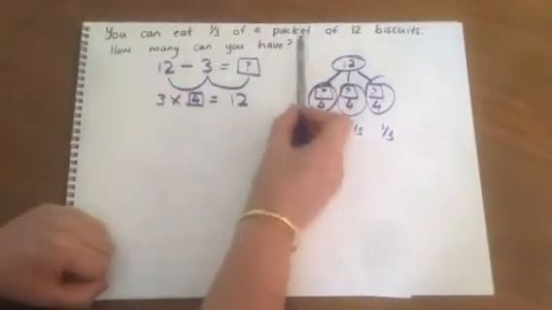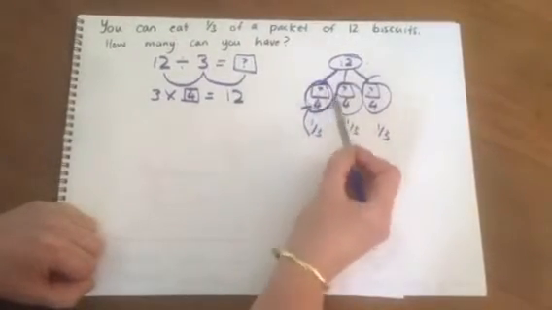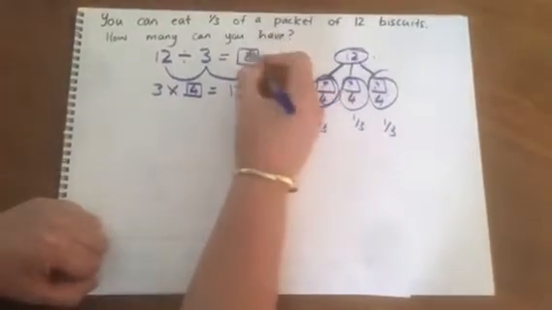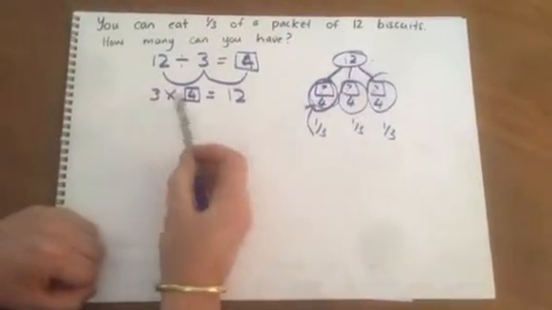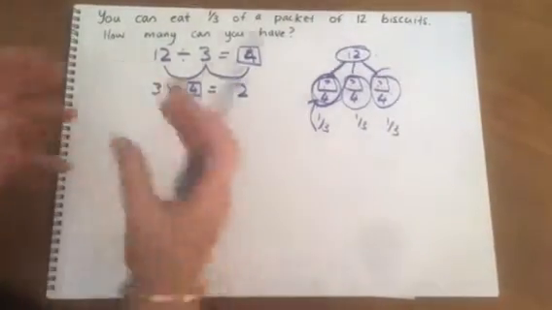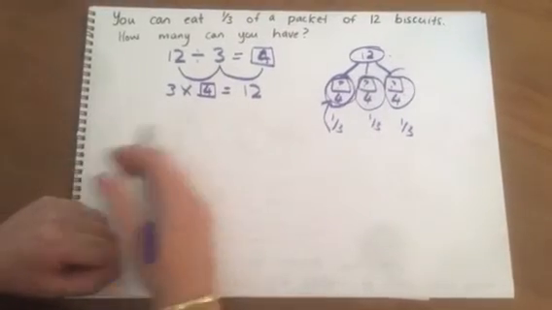So let's always go back to our question. You can eat 1/3 of a packet of biscuits. How many can you have? Well, the answer is 1/3 is 4. So 12 into 3 is 4, or 3 times 4 is 12. They all sort of, it's called reversibility, where you can move numbers around. Okay, so our answer is 4 biscuits. Enjoy them.